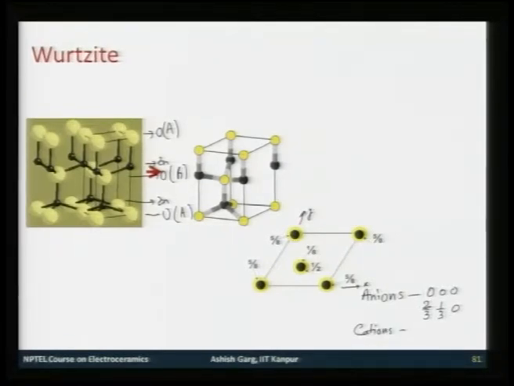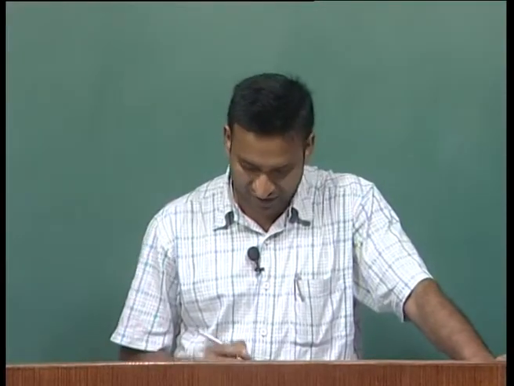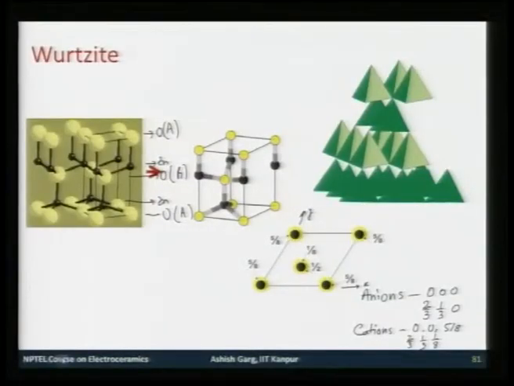the edges. So, this would be at 0, 0, 5 by 8 and 2 by 3, 1 by 3, 1 by 8. So, now if you look at the structure, only half of the tetrahedral sites are filled, and if you remember from HCP packing, you have tetrahedras which are pointing downwards, tetrahedras which are pointing upwards. So, in this structure, all the tetrahedras which are pointing in one particular direction are filled by cations.